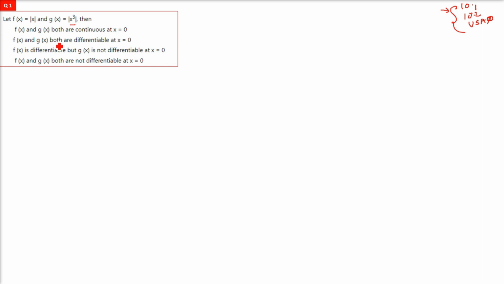Just for a revision, let me tell you again that if any function is differentiable, that means it is guaranteed that it is continuous also, right? But if a function is continuous, then there is no guarantee whether it is differentiable or non-differentiable. We don't know that. We have to check it.